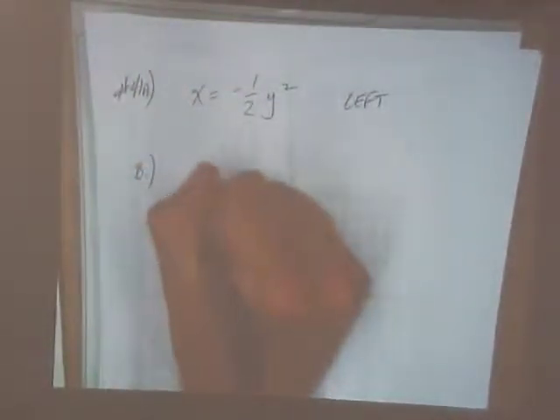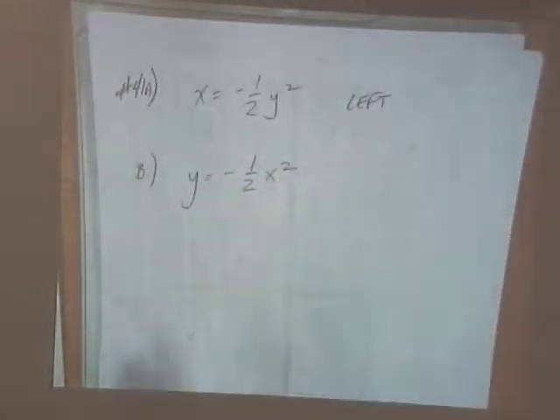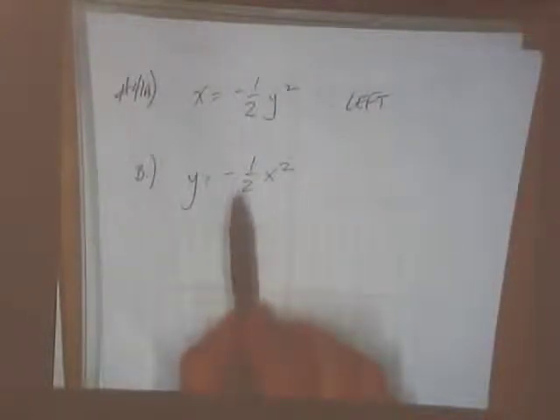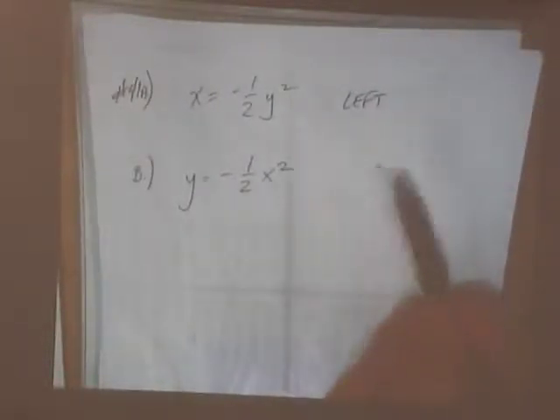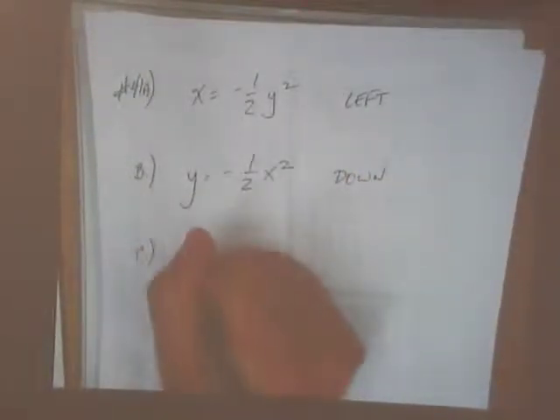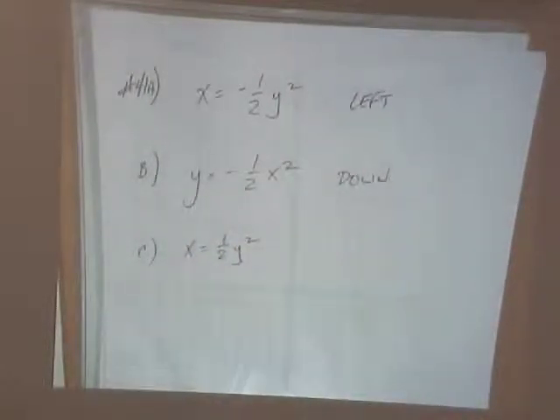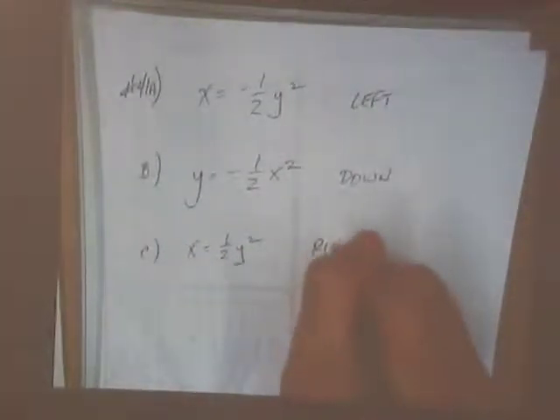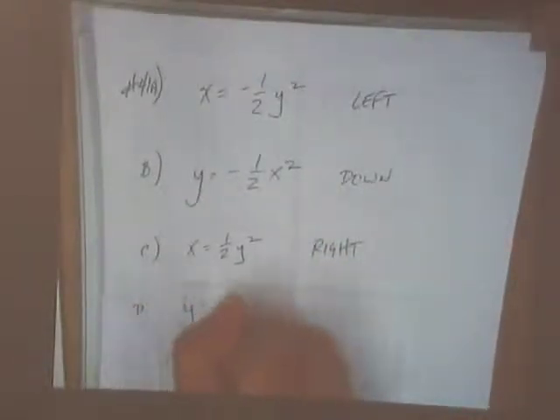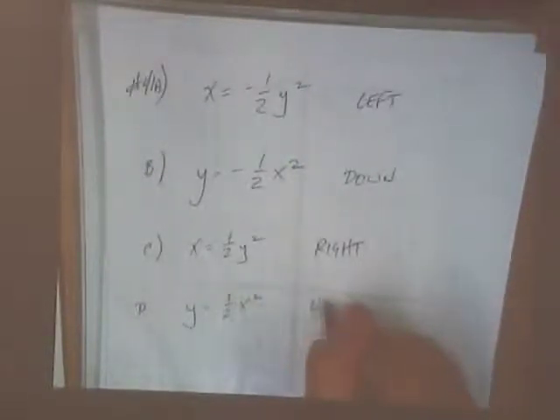B. Down. y is equal to negative 1/2 x squared. It's going to open in the y direction, and because it's a negative a, it's going to open in the negative y direction, down. Positive x direction, right. Positive y direction.